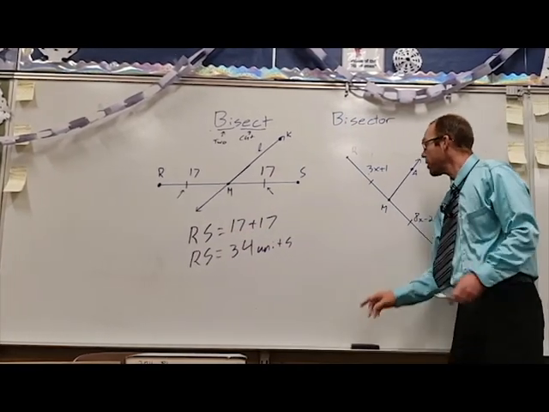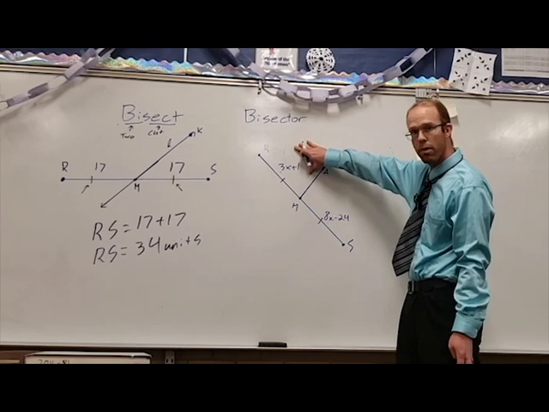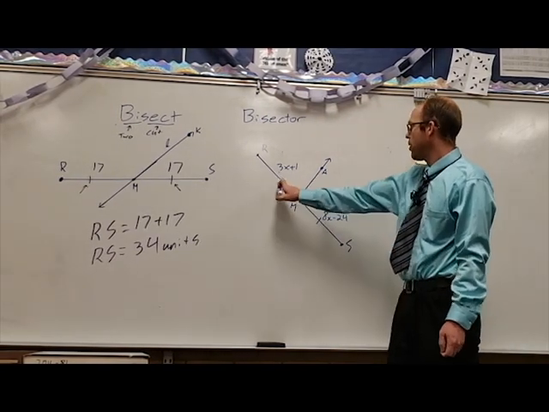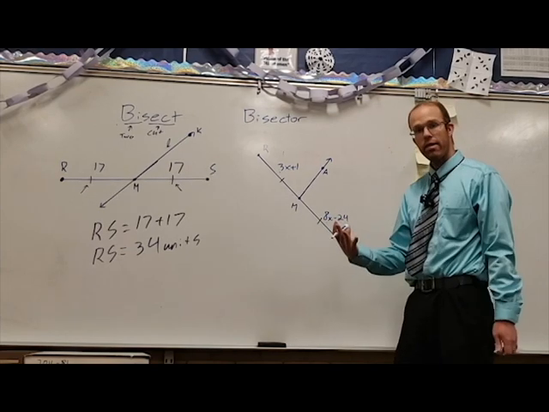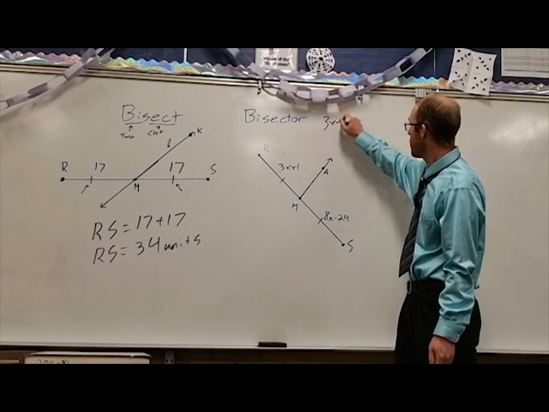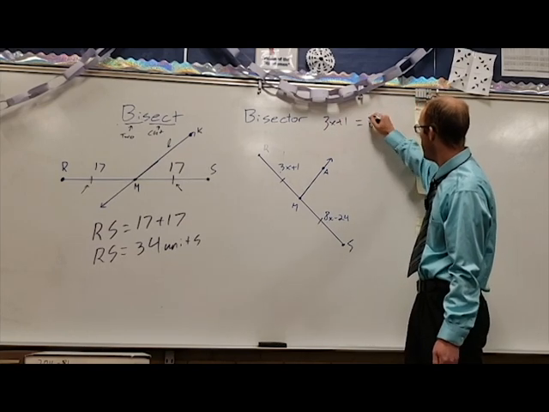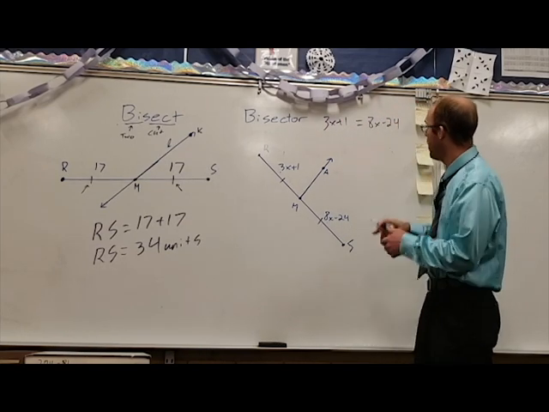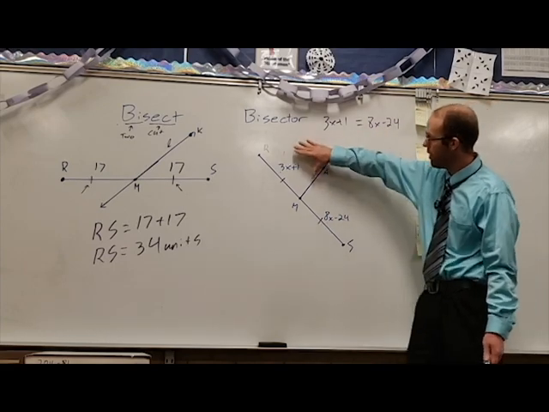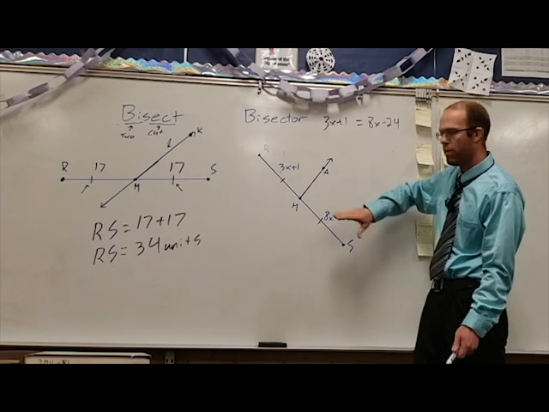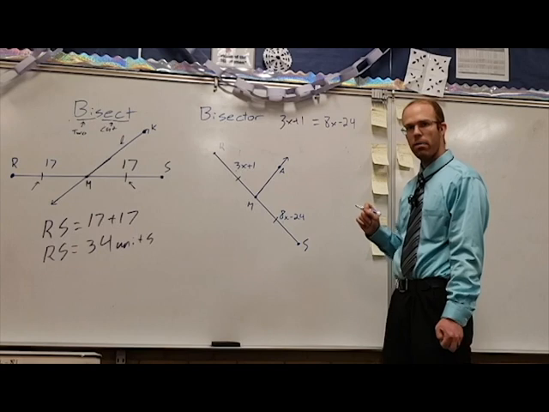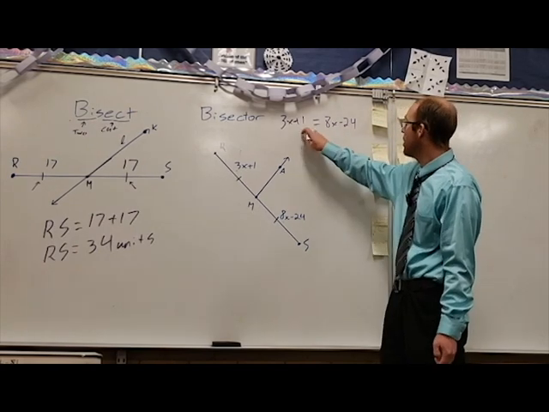Now this one will take a little bit more work because you'll see that we don't have a number right here. We have some expressions right there. We know that this and this are exactly the same length though, so we can set them equal to each other. That is 3x plus 1 equals 8x minus 24. Now using this, we're going to figure out what the value is for x. We're going to plug it back in here. We're going to figure out the length of each of those so we can calculate the total length of whichever segment we're interested in. Let's solve for x.